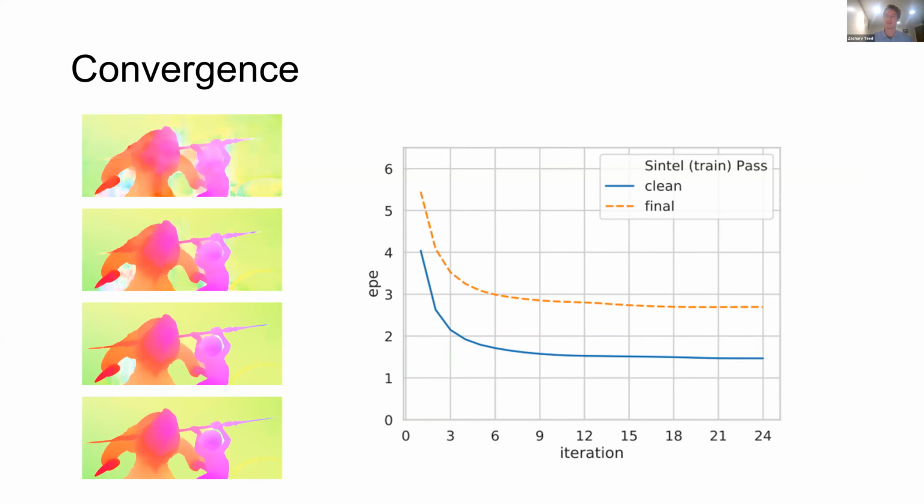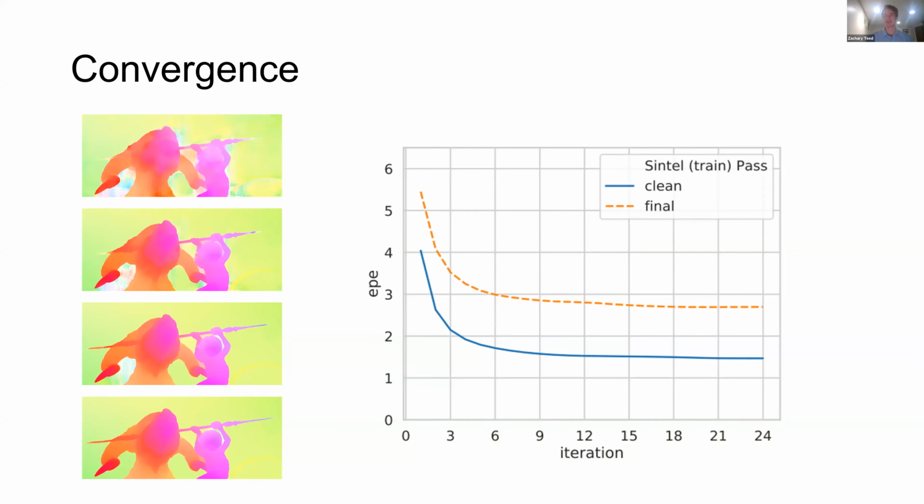Here is the endpoint error, which is the metric we're primarily using on Sintel, as a function of the number of iterations. I'm showing endpoint error both on the clean pass and on the final pass. Again, what we see is that the endpoint error decreases as a function of the number of iterations. Our network is trained by unrolling 12 iterations, so we see that after about 10 or 12 iterations, the performance tends to saturate, but there is actually some additional benefit to using more iterations.